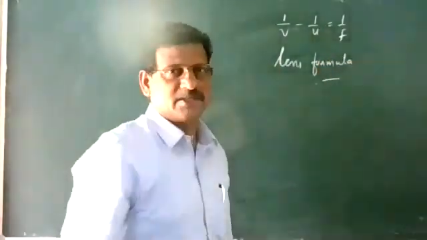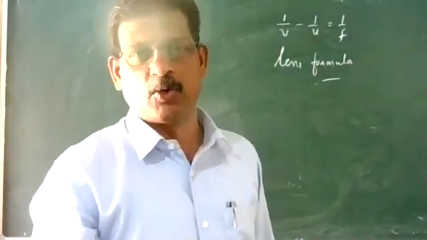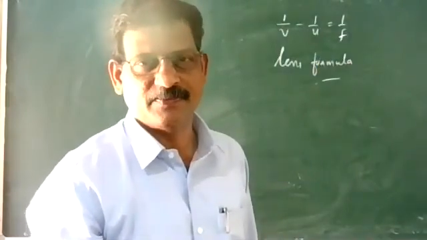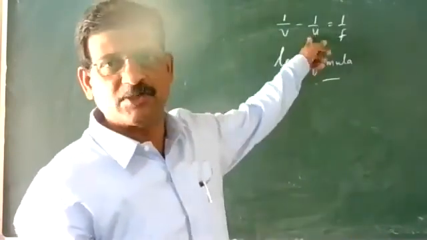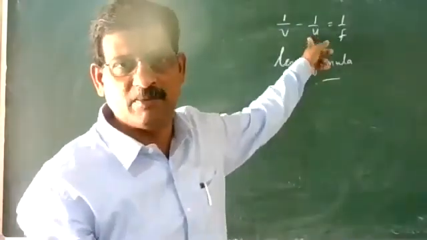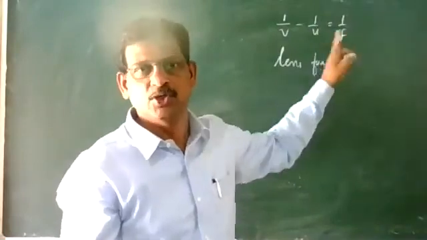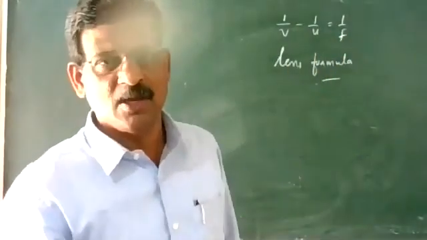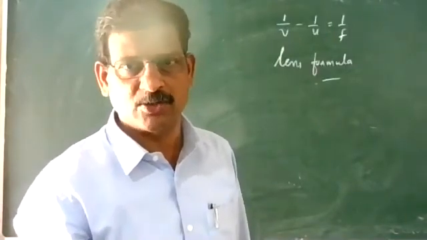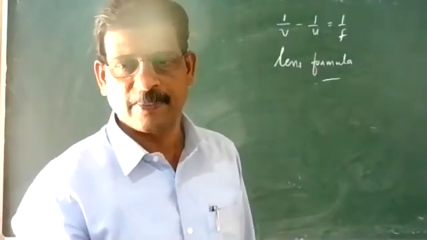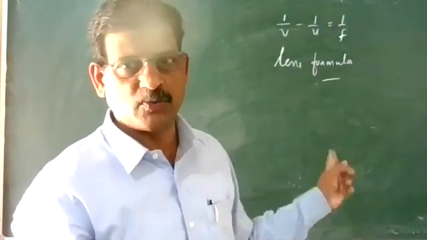This equation was there on the left side of the lens maker's formula. This year's question was like that: 1/V minus 1/U equals 1/F. This term was there on the left side of the lens maker's formula, and we treated it by applying a special condition as 1/F. So we have to derive this equation using any one image formation, either in the case of a concave lens or a convex lens.